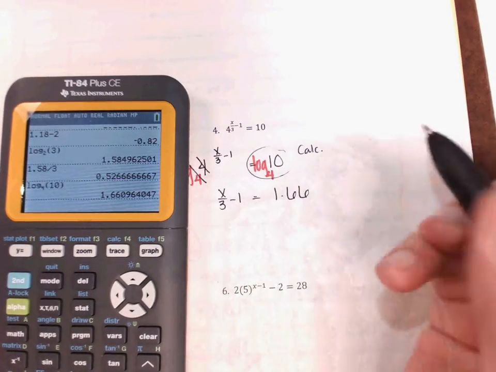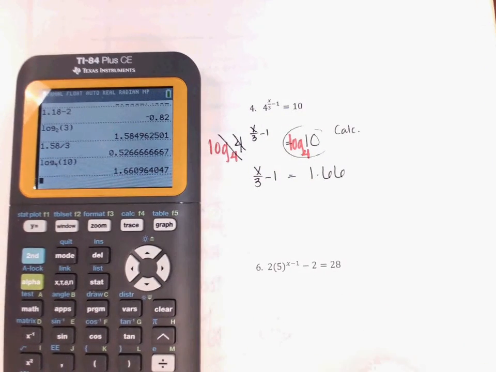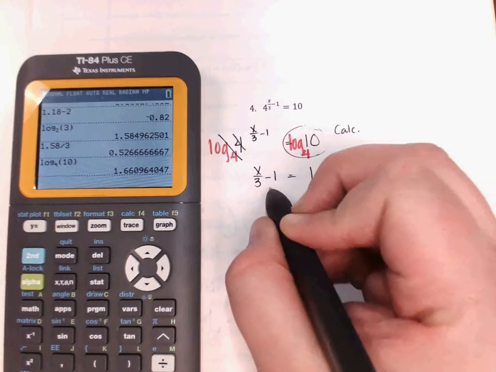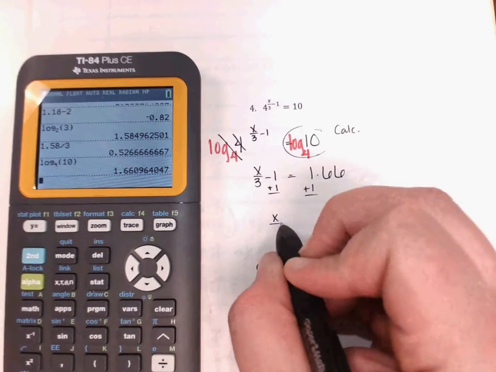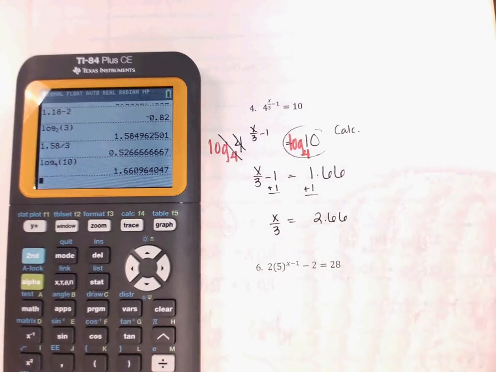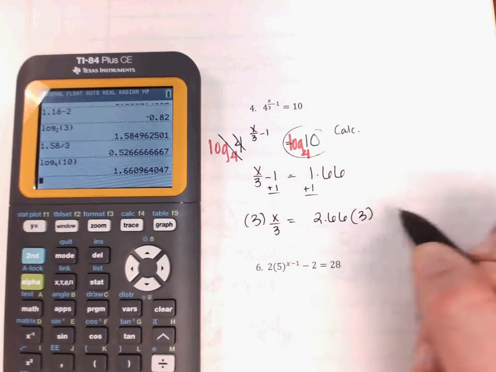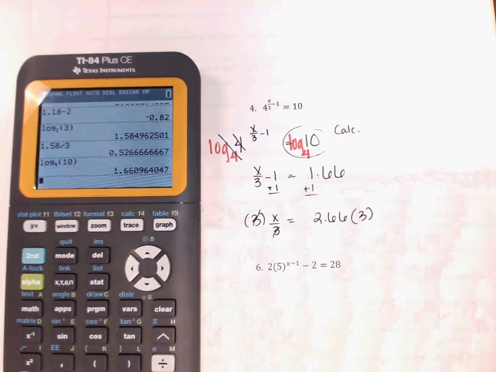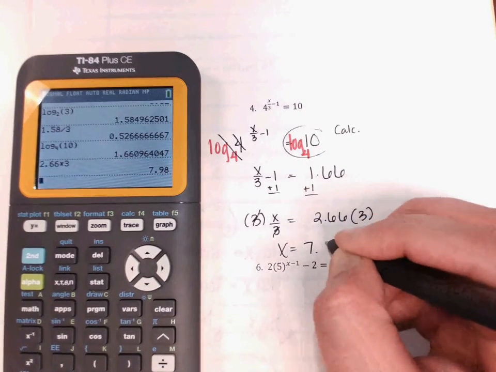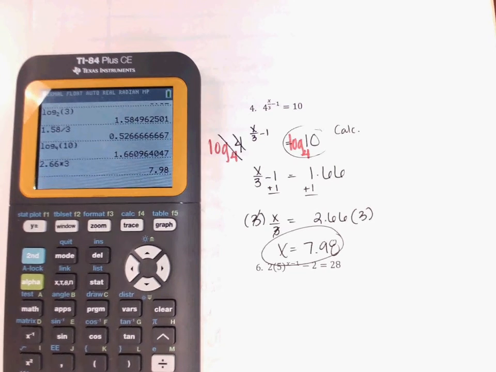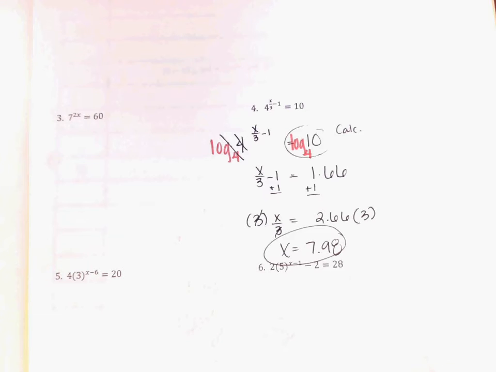Now, what would I do from there? Look at your equation. I have the x over 3 minus 1. What should come next? Plus the 1. Remember that order we talked about just a second ago? You got to add that 1 across. What's 1.66 plus 1 more? 2.66. And then how do I get rid of the divide by 3 here? Multiply by 3. 3 and 3 cross out. 2.66 times 3 gives me 7.98. Make sense?